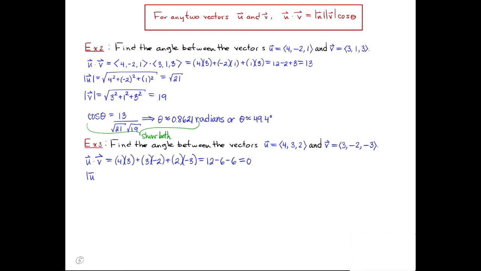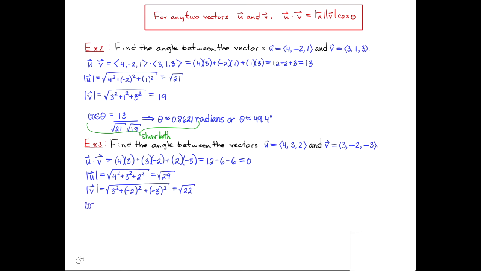The magnitude of u is equal to the square root of 4 squared plus 3 squared plus 2 squared. So we have 16 plus 9 is 25, plus 4 is 29, so the square root of 29. The magnitude of v is the square root of 3 squared plus negative 2, quantity squared, plus negative 3, quantity squared. 9 plus 4 is 13, plus 9 is 22, so the square root of 22.